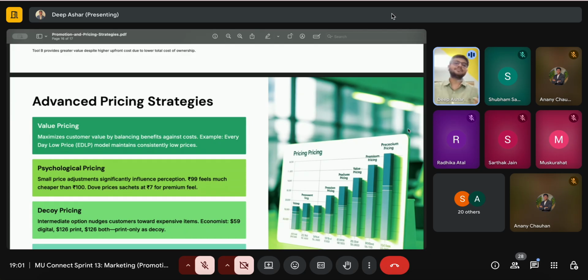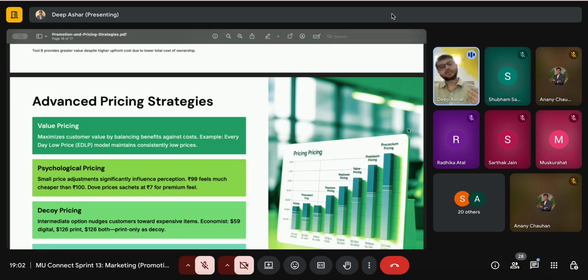So 299 seems cheaper than 300. People think that okay, it's not as expensive as 300. Or today a lot of brands price their product at 69 rupees. So again, people are intrigued, and that kind of gives them attention and makes them feel like okay, let me purchase it at that. Or Dove may price its product, a sachet, at 7 rupees instead of 10 rupees, where again people feel it's much cheaper.